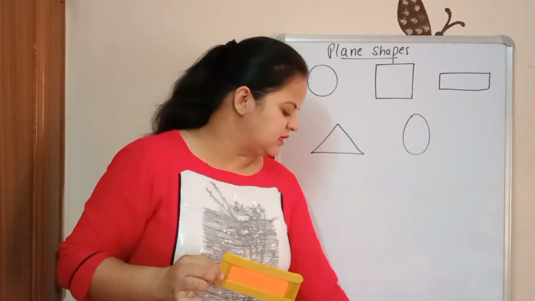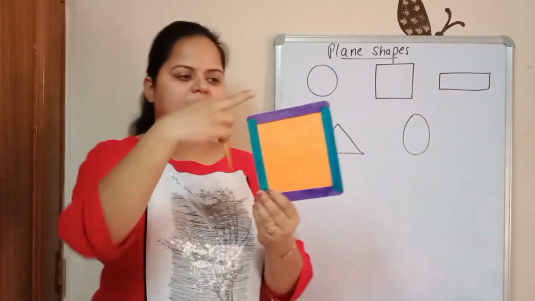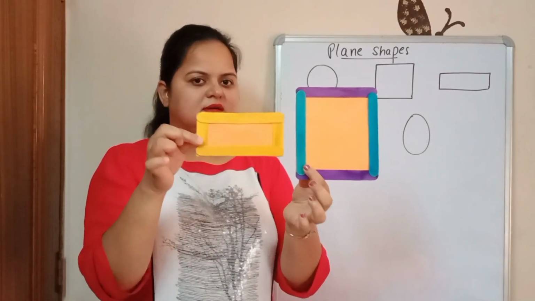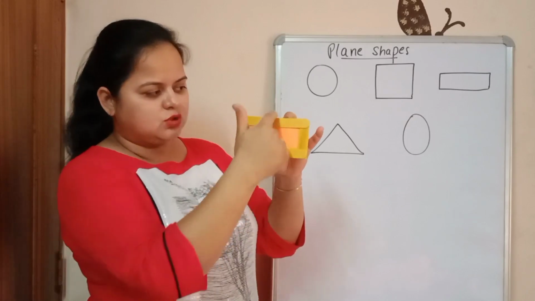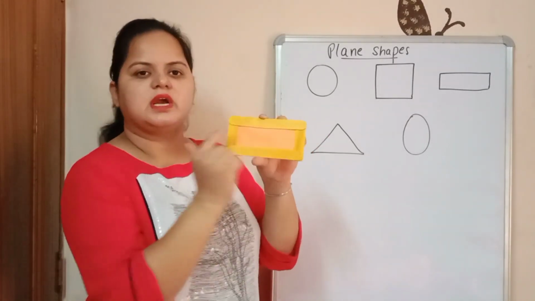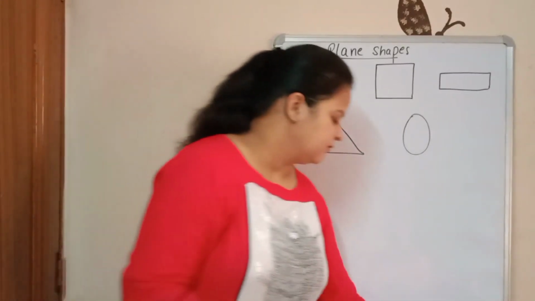But what is the difference between a square and a rectangle? See, a square has four equal sides, but a rectangle's four sides are not equal. It has two equal sides like this, and these two sides are equal to each other. Okay. Next is triangle.